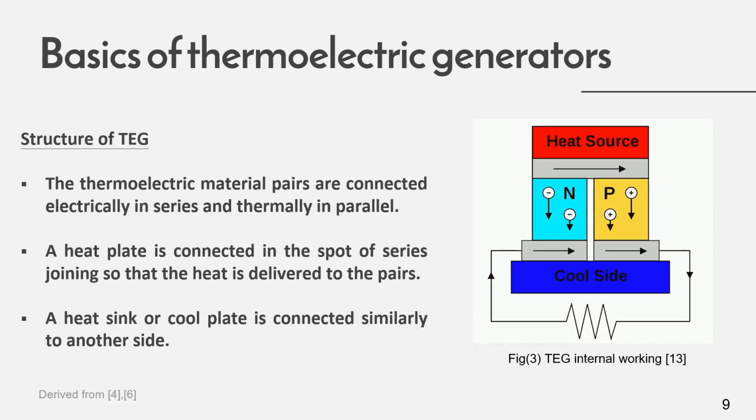And coming on to the structure of the thermoelectric generators, we can see that the thermoelectric material pairs, or the pillars of the TEG, are connected electrically in series and thermally in parallel, and the heat plate is connected at the spot of the series joining so that the heat is delivered to the pairs. A heat sink or cool plate is connected similarly to the other side. As we can see in this figure, the N and P pillars are connected electrically in series to the external load and thermally in parallel between the heat source and the cool side of the thermoelectric generator.